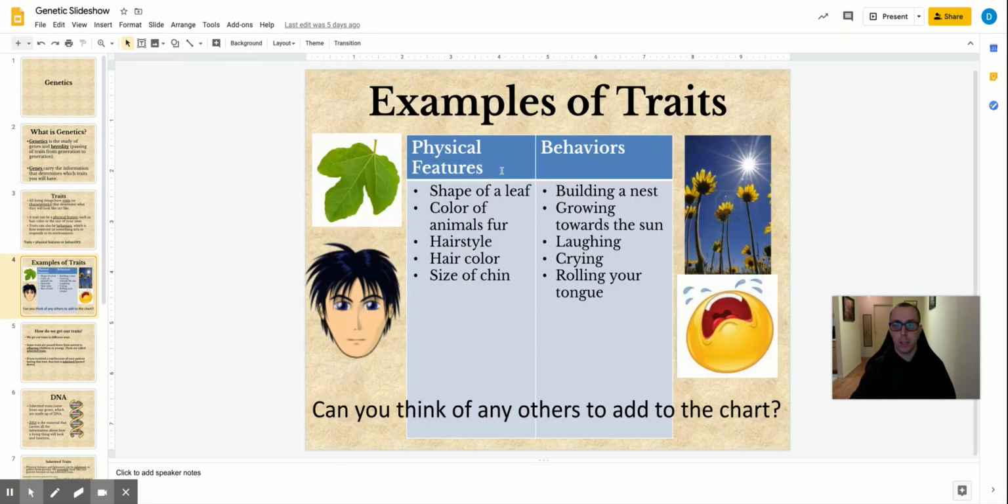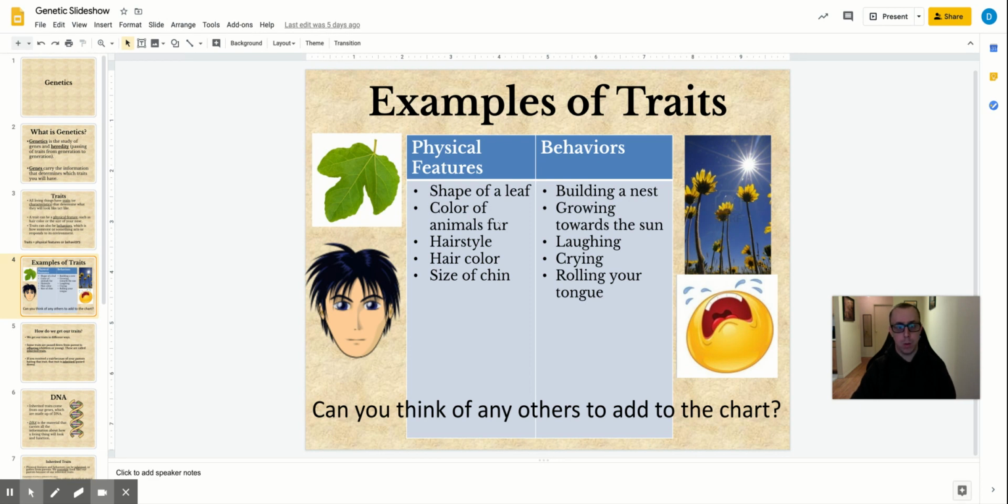Here are some examples of this, just like what we did the other day. Physical features. Physical means things you can see and touch. And then behaviors, the way we act. The shape of a leaf is inherited. Obviously, we see leaves like this. We see leaves that look sort of like just one little part here. It doesn't have the three parts. So different leaves look different ways.